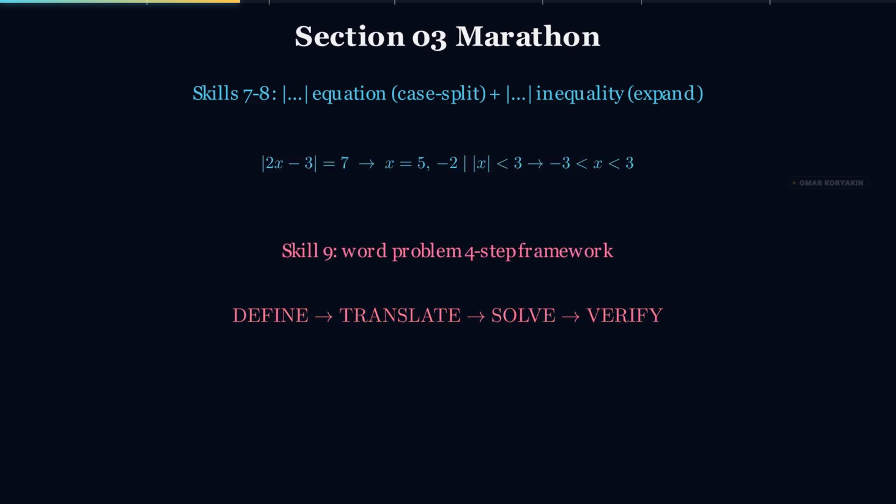Skill 9 is the word problem 4 step framework. Define the variable, translate the English to algebra, solve the equation, verify in the original English context. The framework wraps any of the previous 8 skills inside a translation phase at the front and a verification phase at the back.